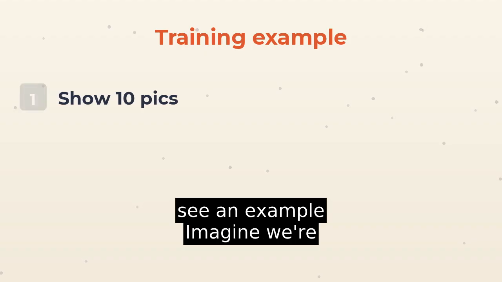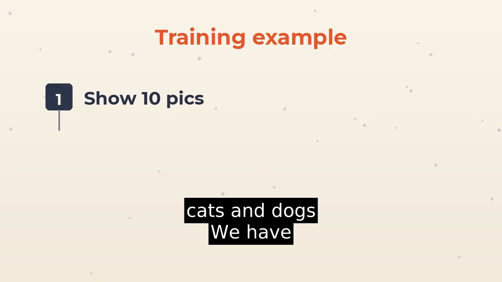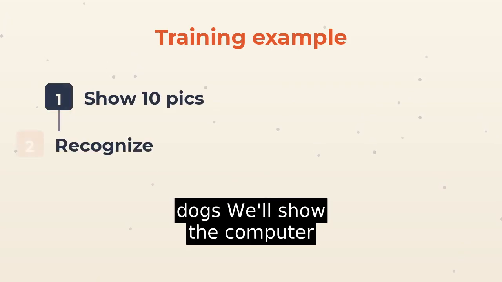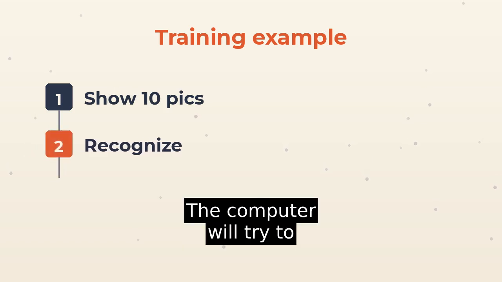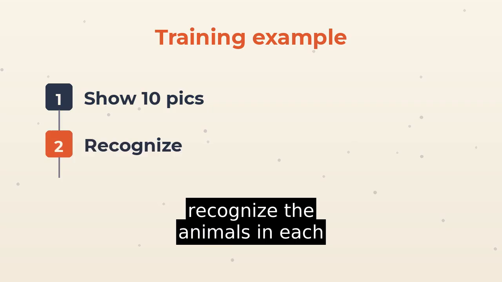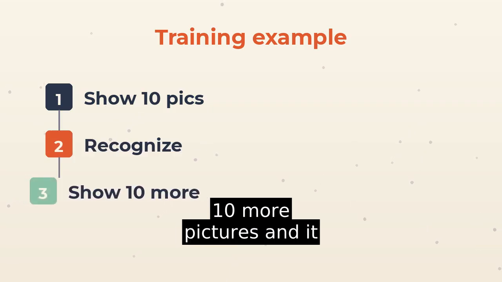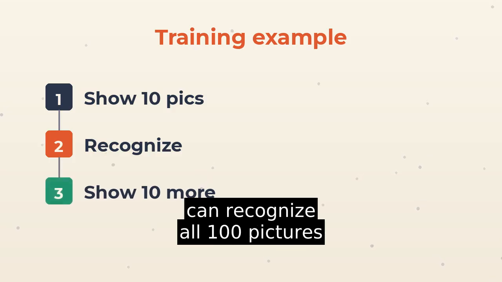Let's see an example. Imagine we're training a computer to recognize cats and dogs. We have 100 pictures of cats and dogs. We'll show the computer 10 pictures at a time. The computer will try to recognize the animals in each picture. Then, we'll show it 10 more pictures, and it will try again. We'll keep doing this until the computer can recognize all 100 pictures.